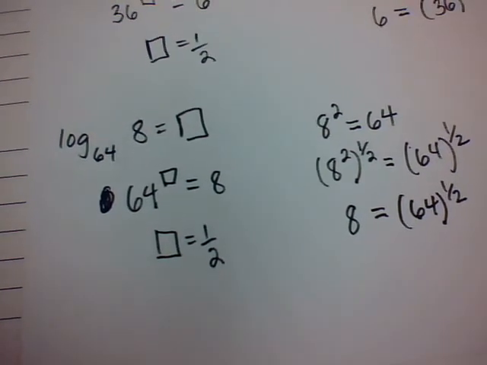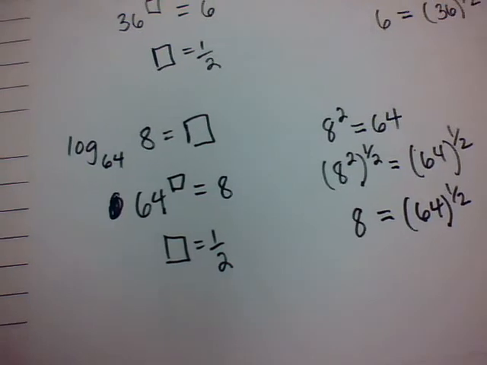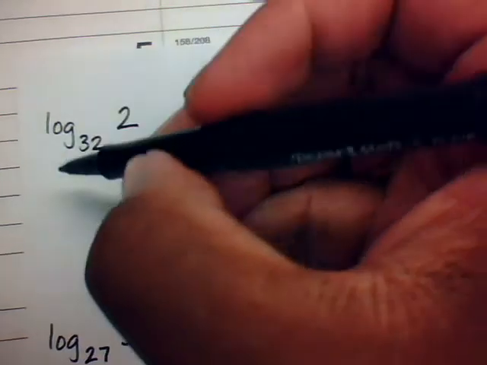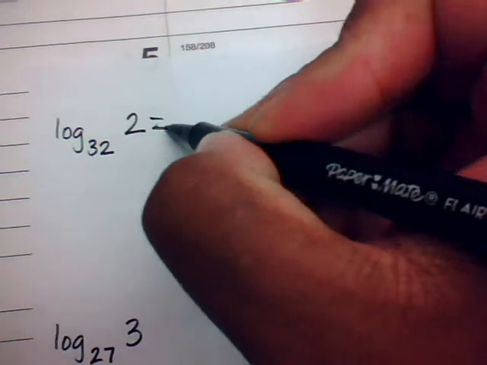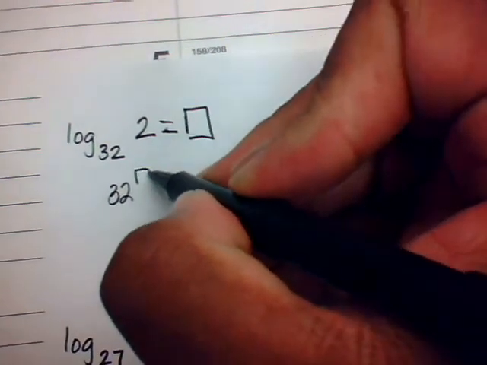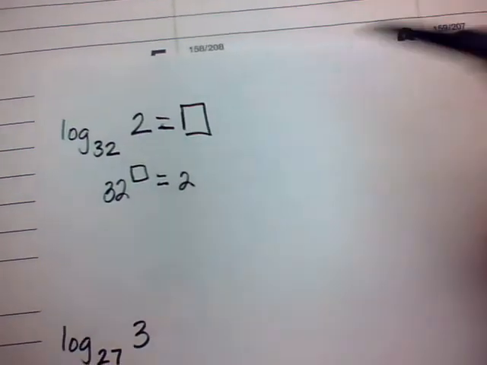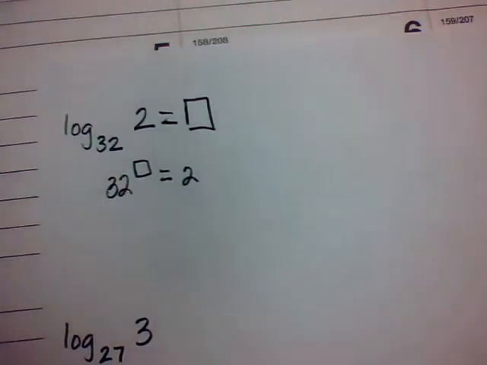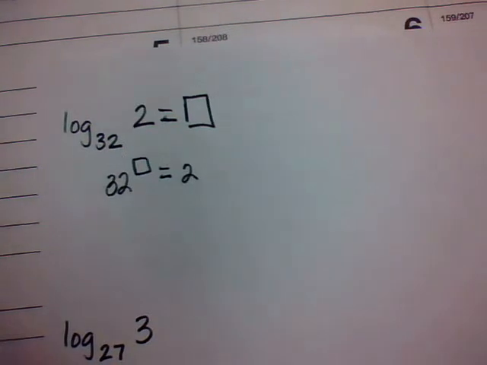Okay, those are just a couple of simple examples. Let's look at a couple more that are a little bit more complicated, like log to the base 32 of 2. In other words, we're finding the missing exponent here, so 32 to what power would give us an answer of 2. Okay?